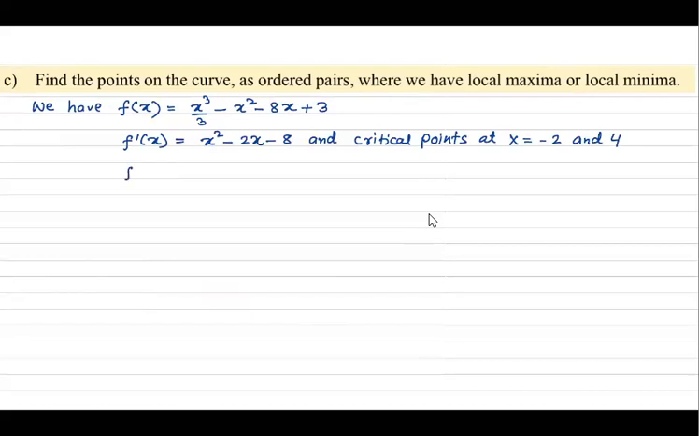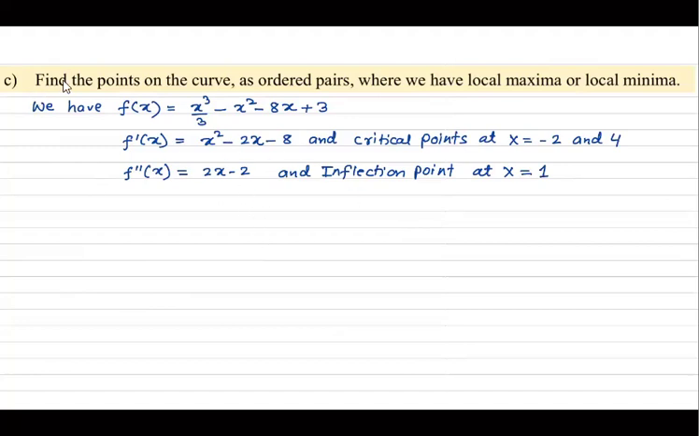So we also have the second derivative, which is equal to, okay, our second derivative is 2x minus 2, and inflection points at... we just have 1, so I can write inflection point at x equal to 1. Okay, that is what we know so far.